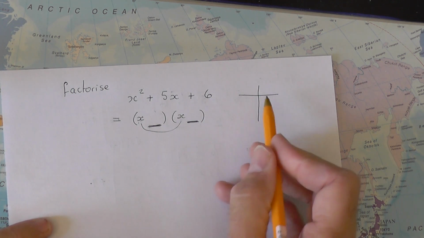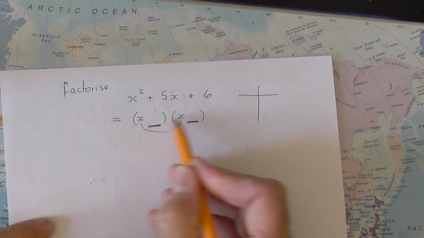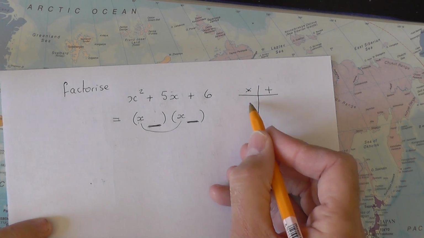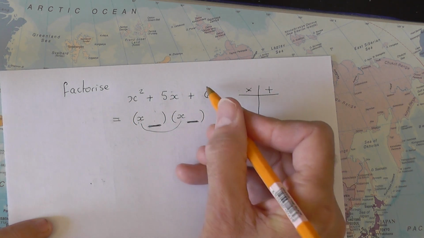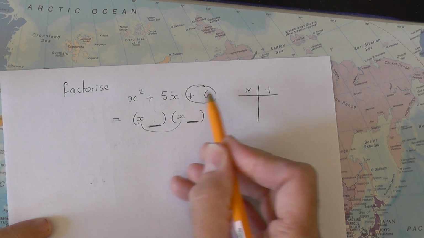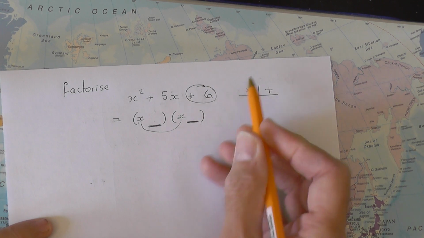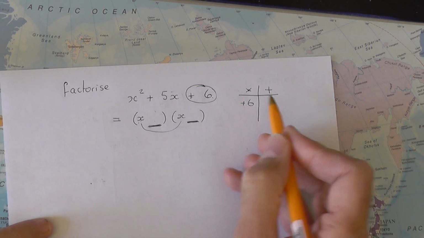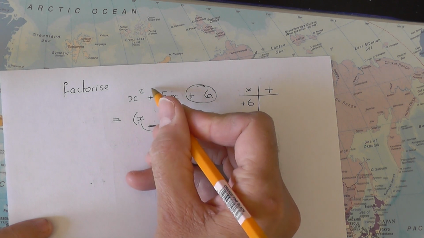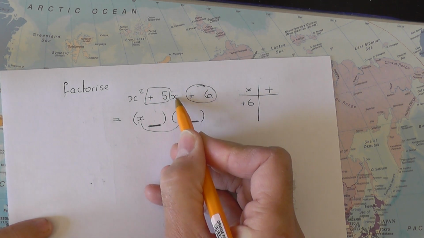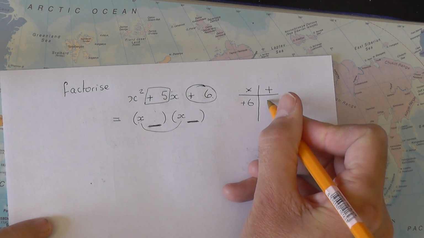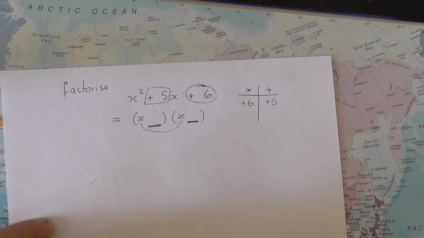And this is what we do. We set up a little table at the side. To find out what these two numbers are, we put on the left-hand side a heading, times, and on the right-hand side a heading, plus. Underneath the times sign, we go to the expression and we look at the number on the end. Notice I've circled the plus as well as the 6, and that value, plus 6, goes underneath the times sign. Underneath the plus sign, we go to the middle term and you look at the value in front of the x. You don't include the x itself, just the number in front, which is plus 5. And you put that plus 5 underneath the plus sign.